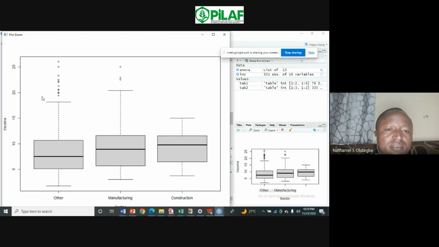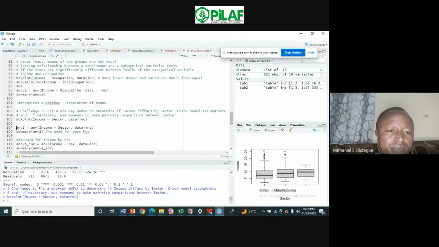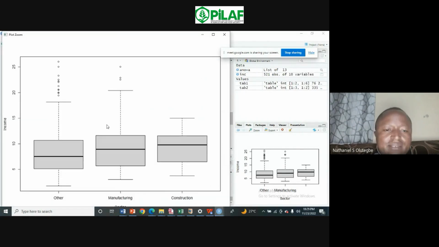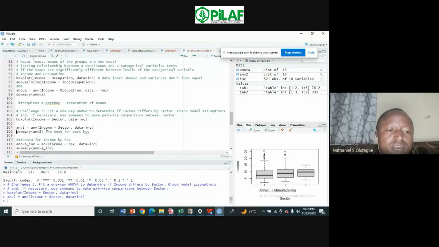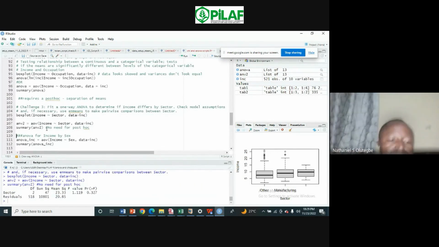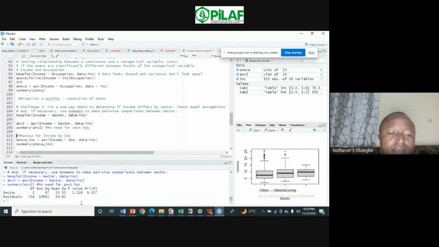It does appear that we may not be able to determine this here, because the outliers seem to be within categories. So I think we may not really bother so much about that. We're interested in income and sector, and we can see here that they are almost at the same level. That gives us an idea of what to expect: there might not be any significant relationship between income and sector. And of course, there's no significant relationship.